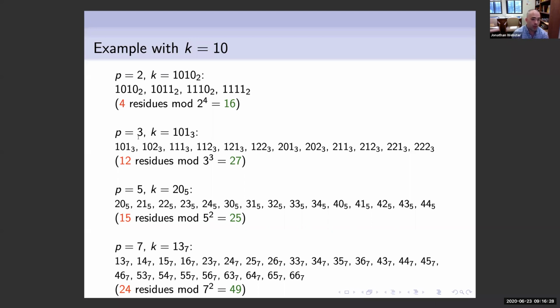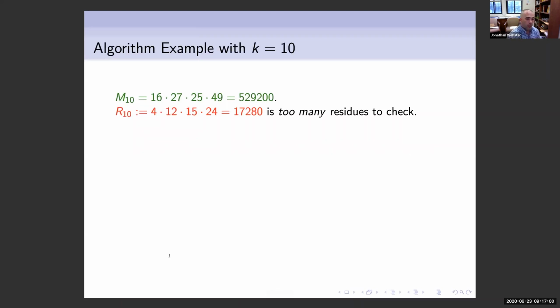Similarly, we do this for 3. K is 1, 0, 1, and so we can write down the 12 base 3 representations of n mod 27. P is 5, so k is 2, 0. We can write down the 15 acceptable congruences mod 25, and similarly with 7. And so in the end, we have this list of 4 times 12 times 15 times 24, 17,280 residues, one of which will be G of k.